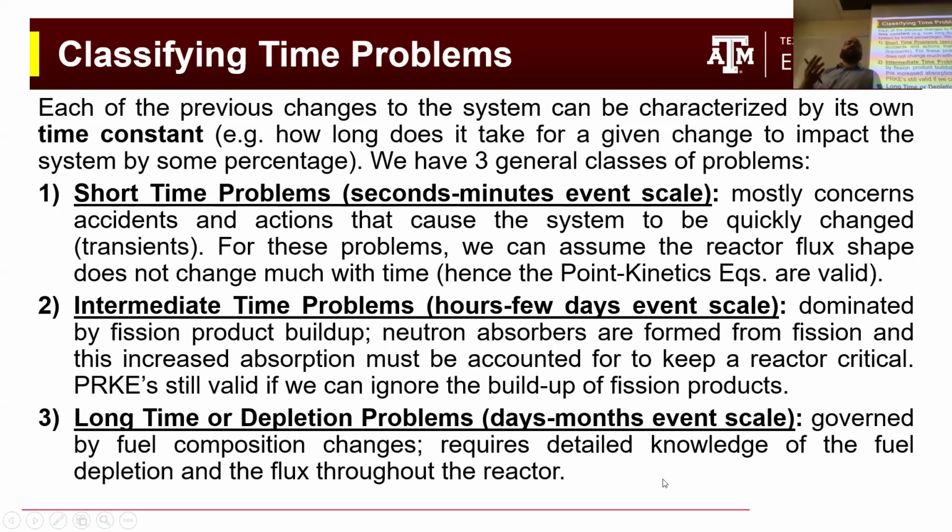But if we talk about anything longer than hours, then it's the depletion of our fuel and the buildup of those fission products that's mostly changing our system. To do any kind of long-term depletion calculations, you basically have to have detailed knowledge of what your fuel started with, and what the flux in your reactor was at every point, so that you can know how your fuel is changing as a function of time, and predict how that fuel is going to change over long periods of time. So those are the classifications of time problems that we should be aware of when we're thinking about transients, and over how much time these changes will influence our system.